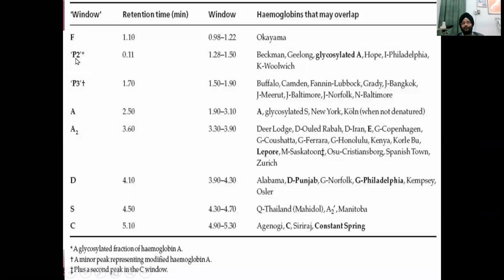So what was that P2 that we were talking about? P2 is nothing but a glycosylated form of HbA.